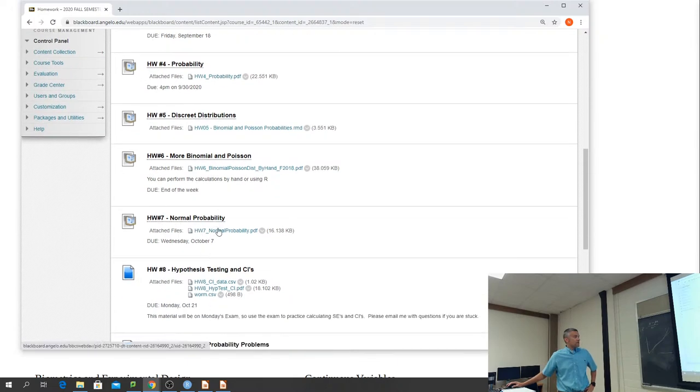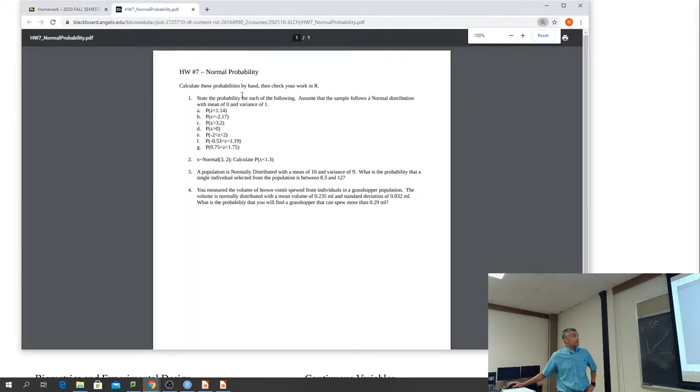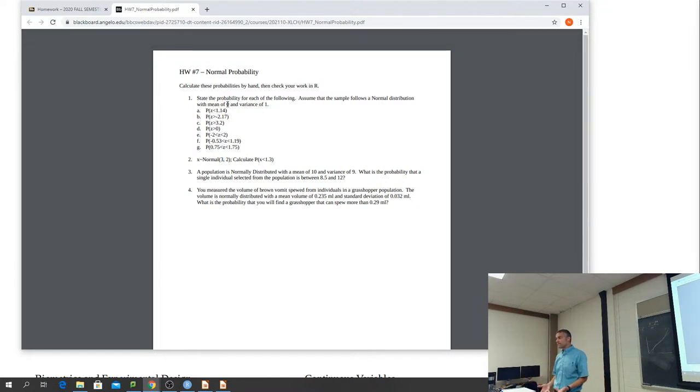And then I have the normal probability that was up. Now this one says to calculate the probabilities by hand and then check it in R. You can do that if you want. All right, we are using R, and all the quizzes will be on the computer. I can't say don't use R. So if you want to do it by hand and use R to check, you can. If you just want to use R, you can.